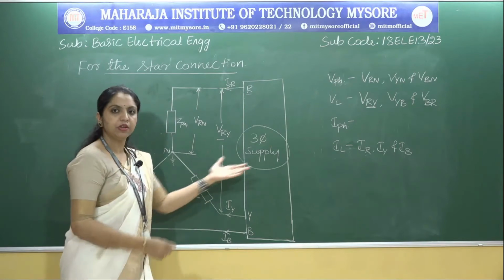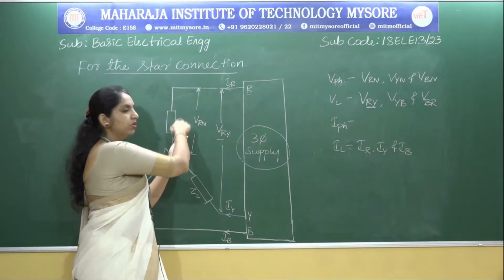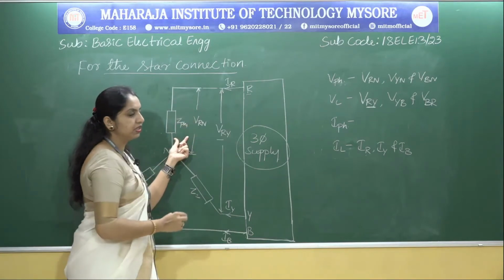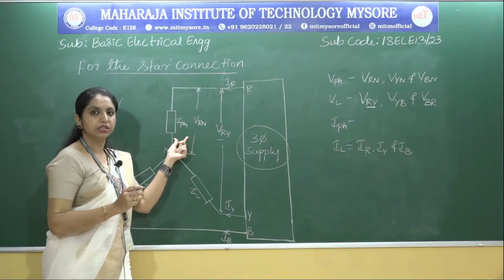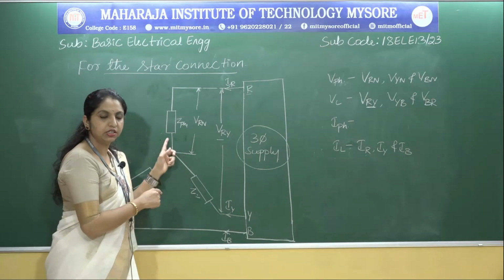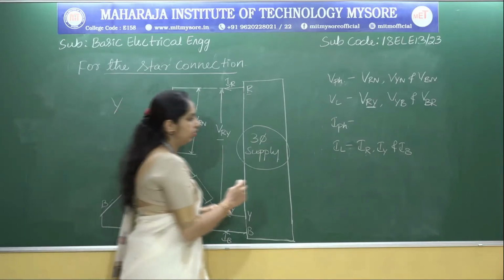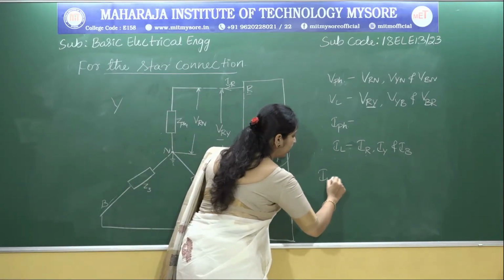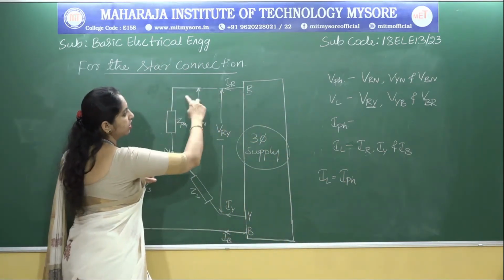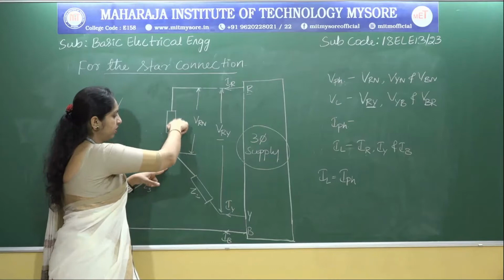Similarly, we have phase current. Phase current means the current which enters through this load. Remember, since these two phases are connected in series, in star connection the line current is equal to the phase current. Both are the same, because the current coming out of this line is the same as the current which enters through the phase, through the load.